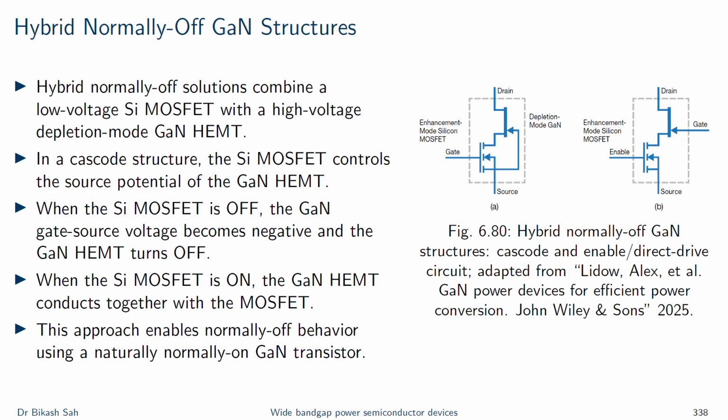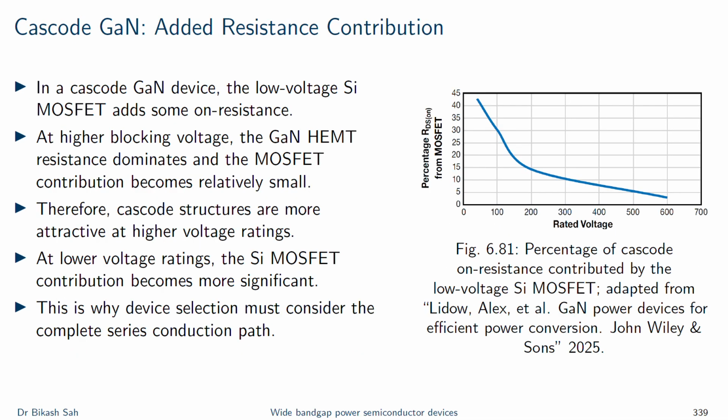The disadvantage is added series resistance and packaging complexity, parasitic interaction between these two devices, and a lot of other things. So cascode GaN is attractive for simplicity and robustness in some applications, while single chip enhancement mode GaN may be preferred where the lowest capacitance and faster switching are required.